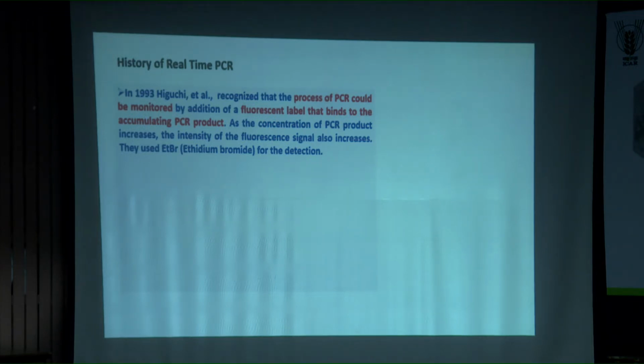Just read it. In 1993, Higuchi et al. recognized that the process of PCR could be monitored by adding a fluorescent label that binds to accumulating PCR product. As the concentration of PCR product increases, the intensity of the fluorescent signal also increases. They used the very famous dye we use in agarose gel electrophoresis, that is ethidium bromide, for the detection. So that was the starting point for qPCR.